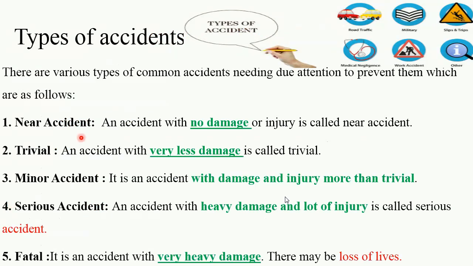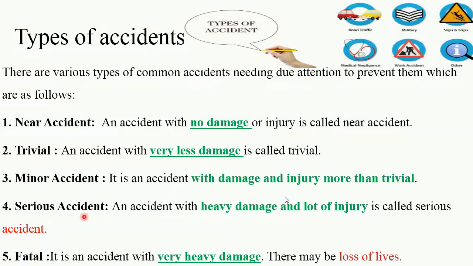Now, here we have the types of accidents. There are various types of common accidents needing attention to prevent them, which are as follows. Number one, the near accident: an accident with no damage or injury is called a near accident. Number two, an accident with very little damage is called a trivial accident. Number three, we have the minor accident, an accident with damage and injury more than a trivial accident.